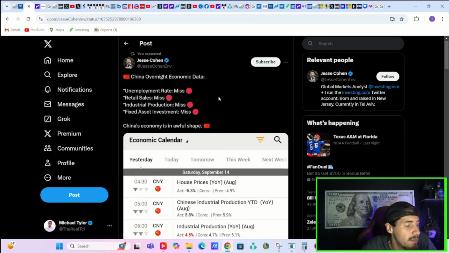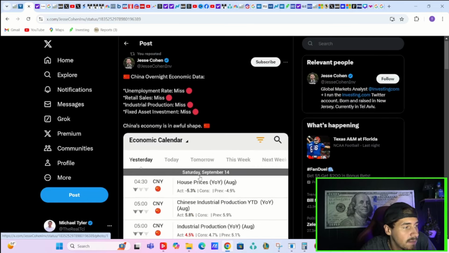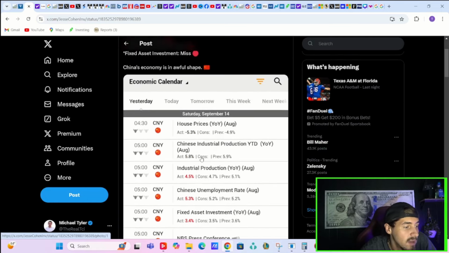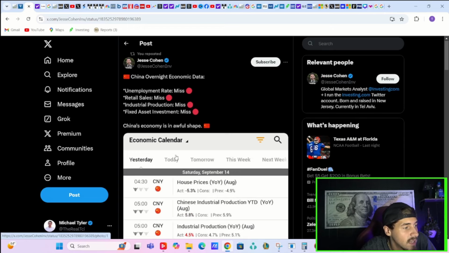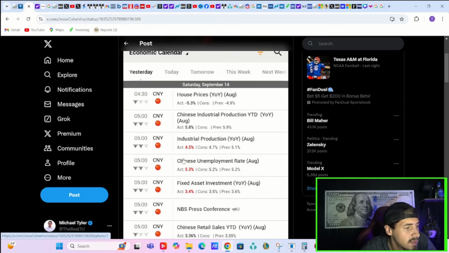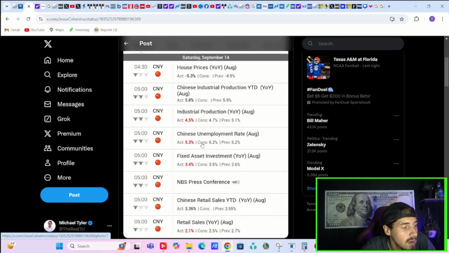Did get some pretty big misses from China's overnight economic data. The unemployment rate missed, coming in at 5.3% versus estimates of 5.2%. Retail sales missed, coming in at 2.1% versus 2.5% was the estimate. Industrial production missed. Previous month was 5.9%. The actual was 4.5%. The estimate was 4.7%. And fixed asset investment also missed, coming in at 3.4% versus the estimates of 3.5%.